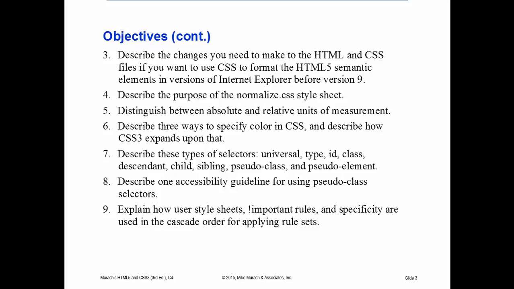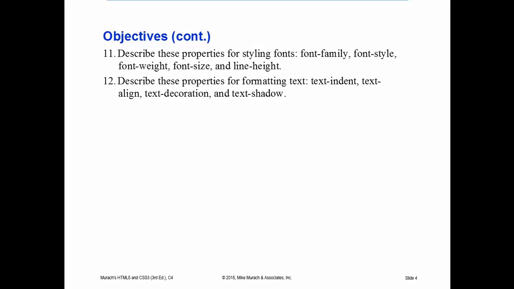Describe 3 ways to specify color in CSS, and I've done those in earlier lectures, but we'll go through it again. And describe how CSS3 expands on that. Describe universal selectors, type selectors, ID selectors, class selectors, descendant selectors, child selectors, sibling selectors, pseudo class selectors, and pseudo element selectors. Describe one accessibility guideline for using pseudo class selectors, and explain how user style sheets with the exclamation point important rules can be used to basically change the normal order of things.